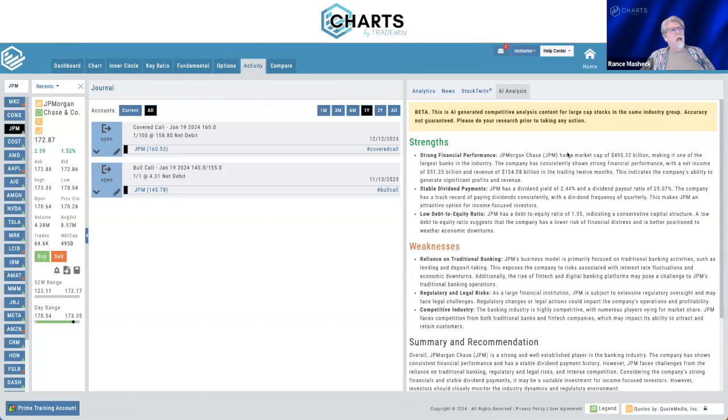Well, let's just look at it. So what it's going to do is a strengths and weaknesses report on the stock. Now, this is completely AI generated. You'll notice it says beta. This is AI generated competitive analysis.